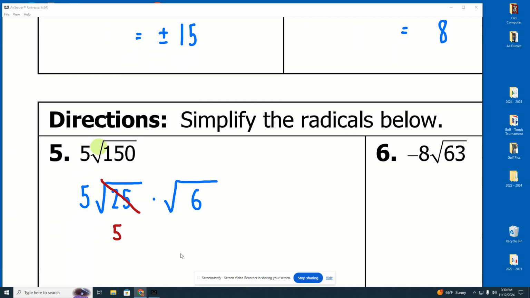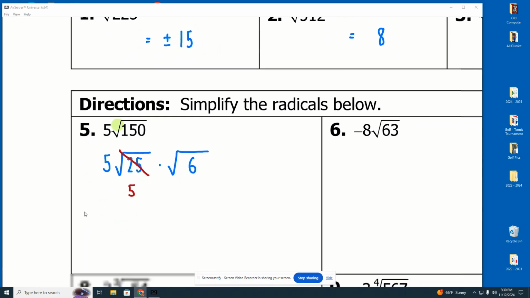It's no longer underneath a radical. Therefore, I can multiply it by the 5. Well, what is 5 times 5? Well, that's 25. So 25 is outside, and that leaves 6 trapped underneath that square root all alone. So our answer is 25 times the square root of 6.